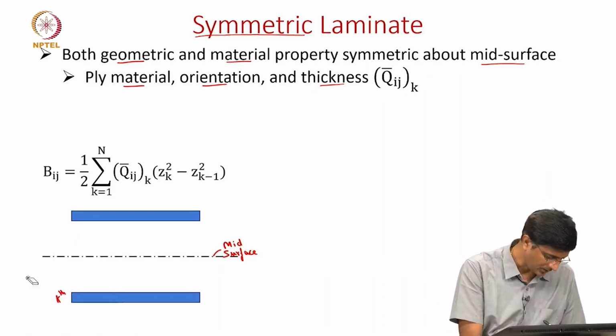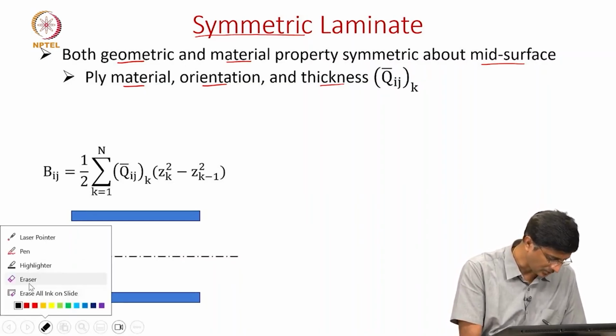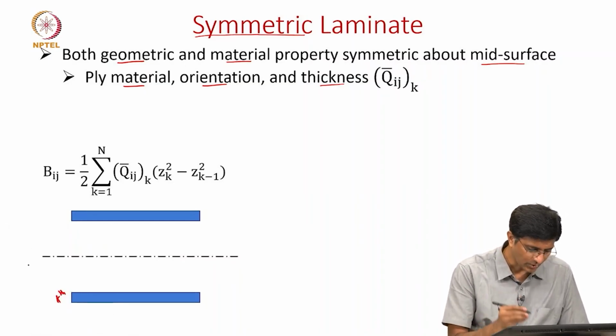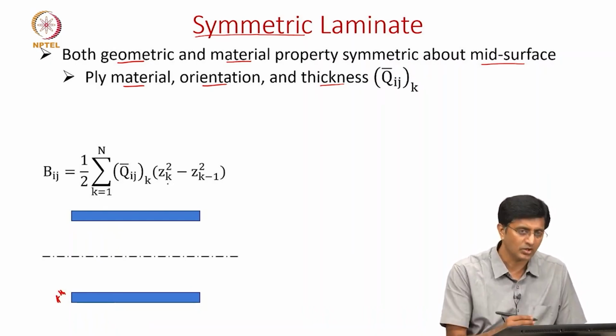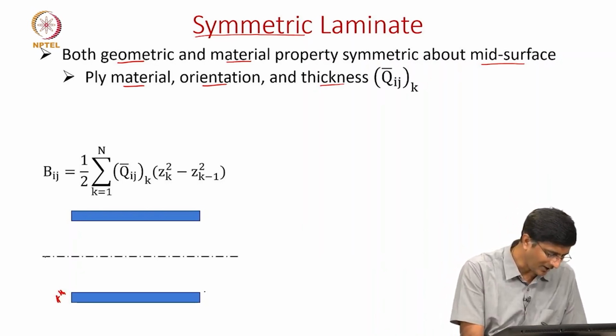So let me erase this first, and then I should be able to show this. Zk is always the bottom face and Zk minus 1 is the top surface. And we know in laminates the way we are defining Z, going downwards is positive Z.